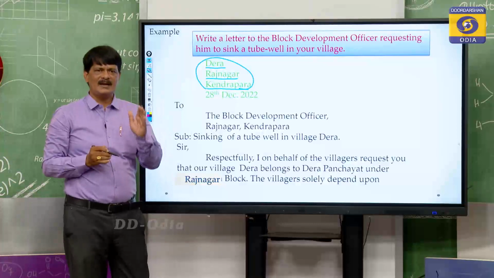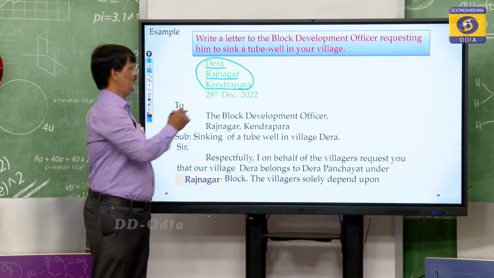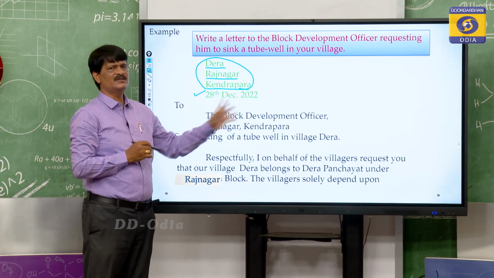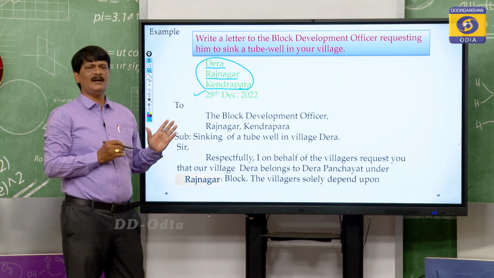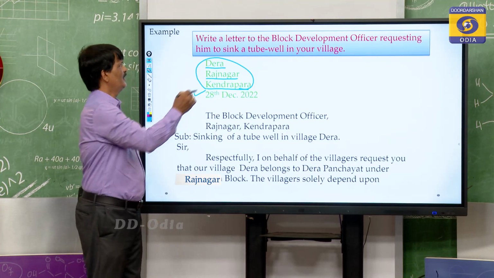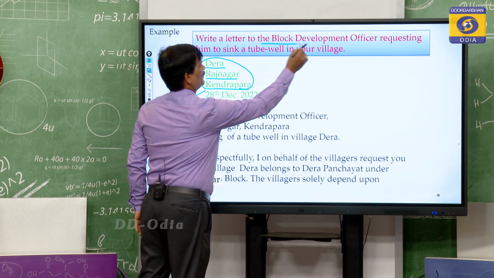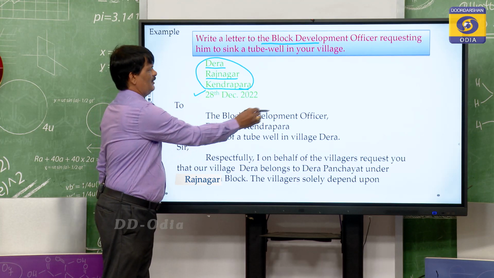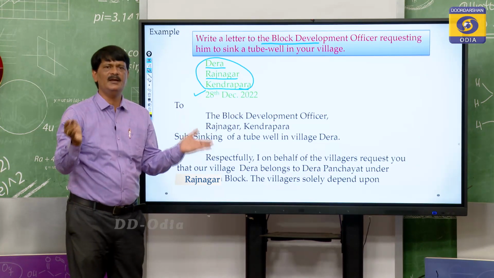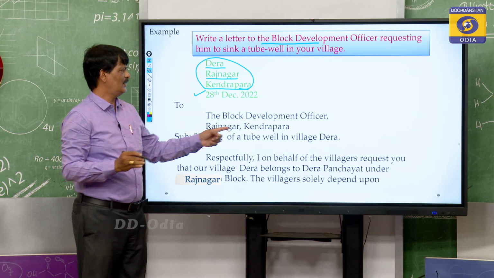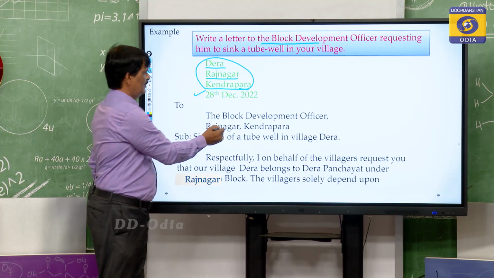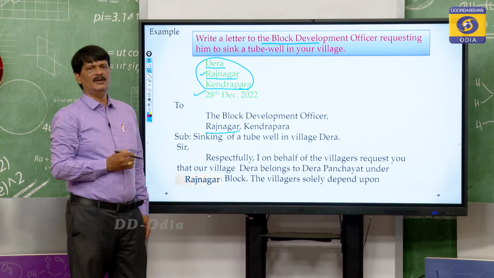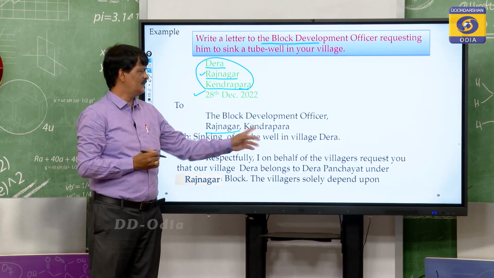Okay. After the address, what you have to write? That is, your date will be there. The date should be written in this format. Then to whom you are writing? Sometimes you get a puzzle. You see, write a letter to the block development officer or BDO. So that too will be there. So the block development officer. From the question you can easily know it. Okay. The block development officer. Block, where is the block? Here the block is Rajnagar. So you have to write Rajnagar here. Okay. Then it is the district Kendrapara.